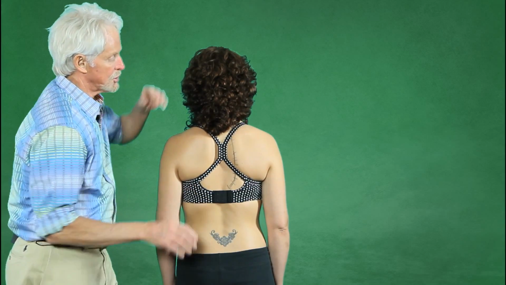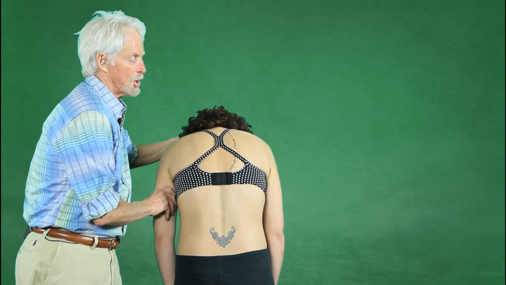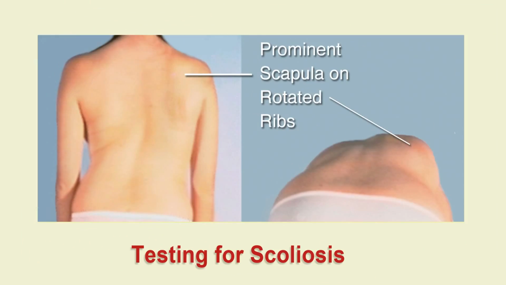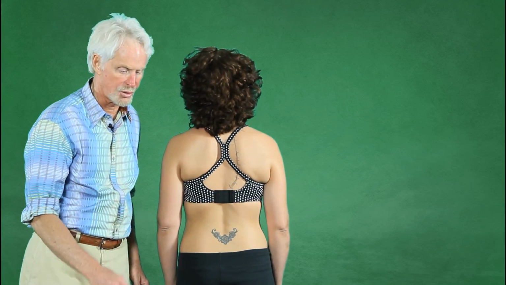To tell whether it's structural or functional, we have her just bend forward. If she bends forward and the curve starts to go away, it's fixable. We can take all that out. That's a functional scoliosis. If it stays, if it does not go away, we still work on it because there's always a functional component to every structural scoliosis.